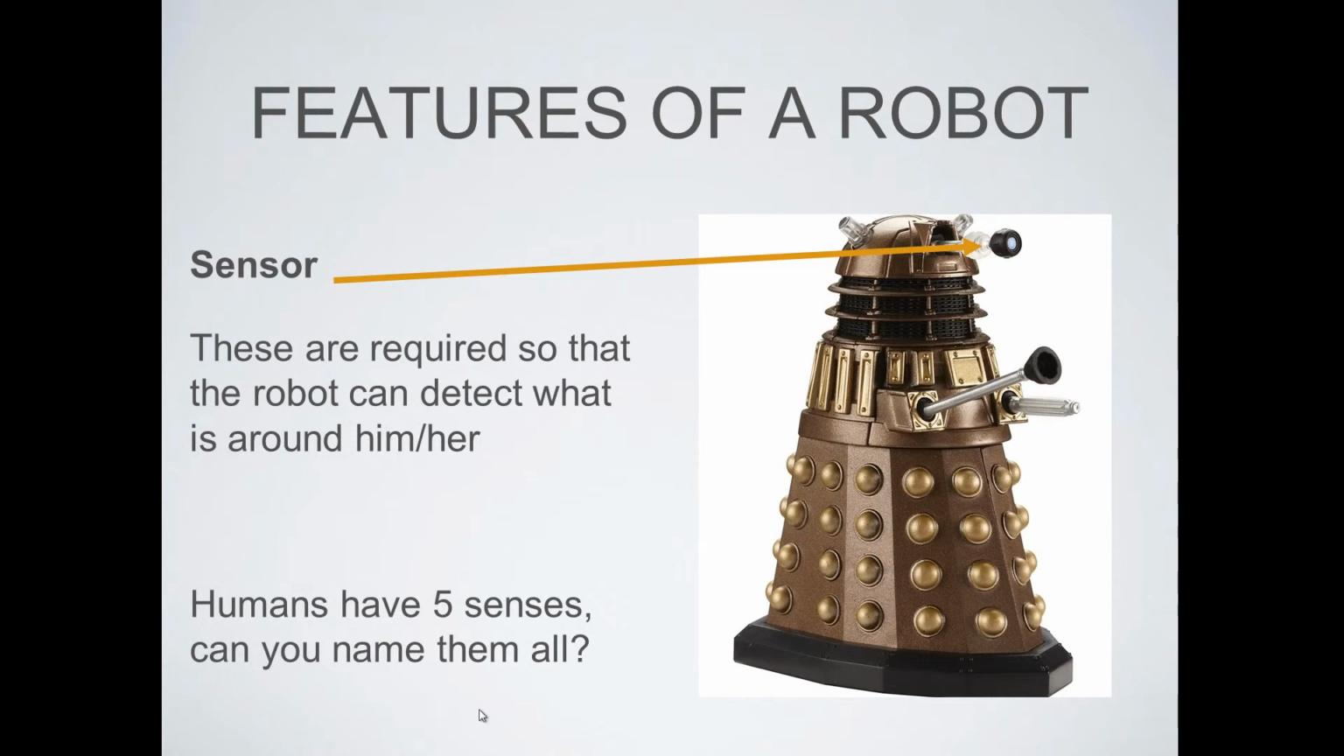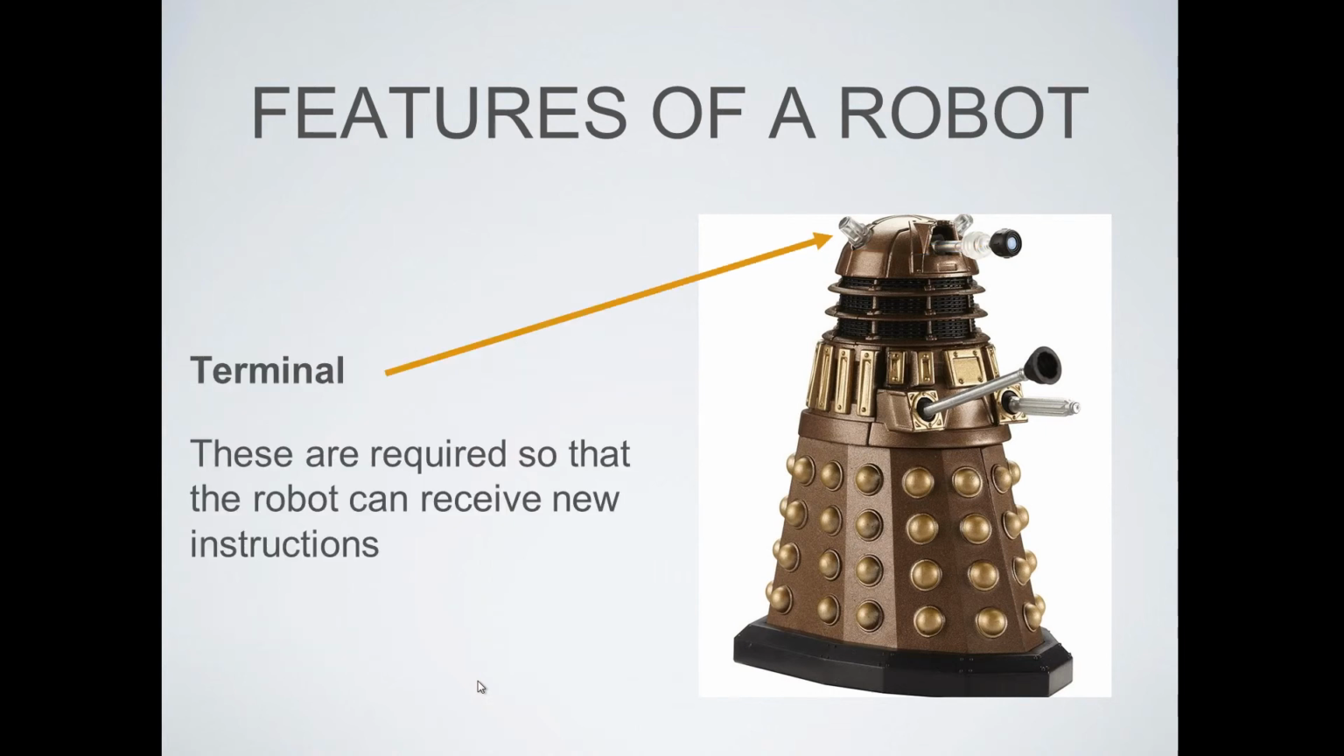Can any of you name the 5 senses that we as human beings have? See if you can name all 5 senses that we have. Your teacher might be able to help you if you're stuck. Okay, so I'm going to give you the answer. The 5 senses that we have as human beings are sight, hearing, touch, taste, and feel. They are our senses.